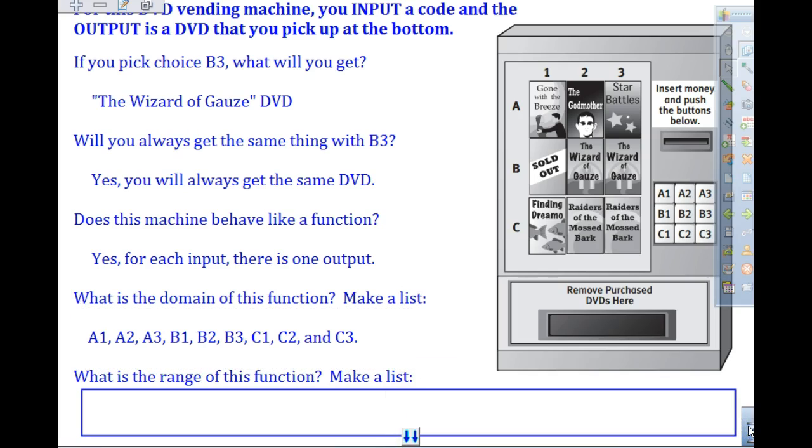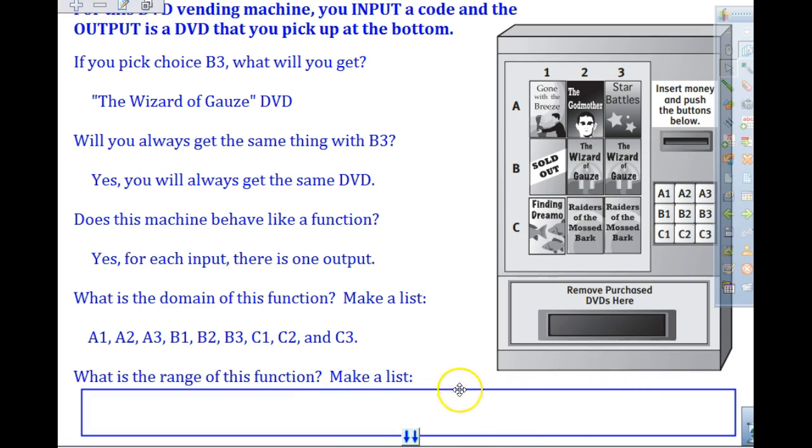So that should be a pretty easy list. Just list all 9 of them, please. Okay? List all 9. Make sure you write that down. All 9. Okay? A1, A2, A3, B1. Does it matter what order I list them? No. You could have done A1, B1, C1, A2, right? But we just want to make sure we list all 9.